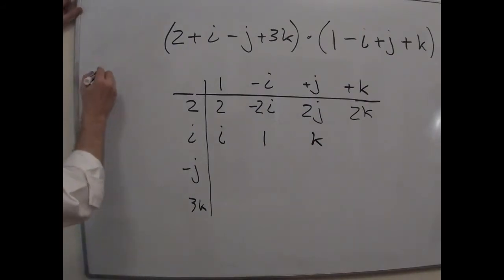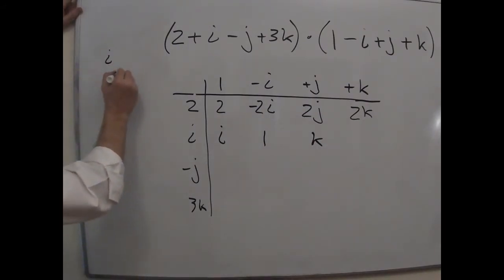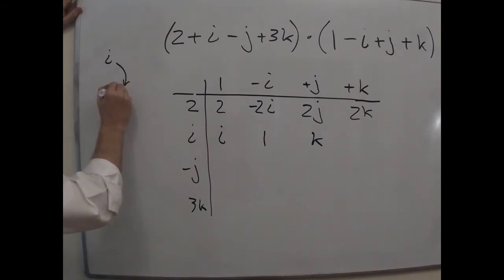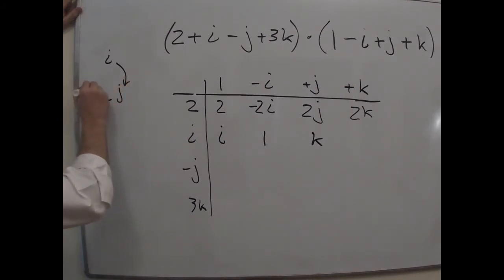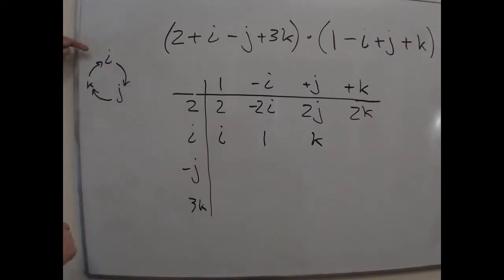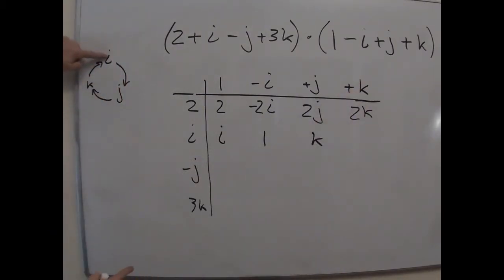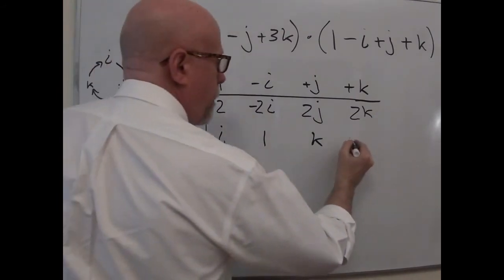I guess I'll actually show you the way people actually remember this rule. Take them in the order i to j to k and back to i. If you're following these arrows, if you've got i and j, you'll get k. You'll get the next one, j and k, you'll get i. But if you're going against the arrows, that's when you'll get the negative one. So what I want to do right here is i times k. i to k is going backwards, so we get negative j there.